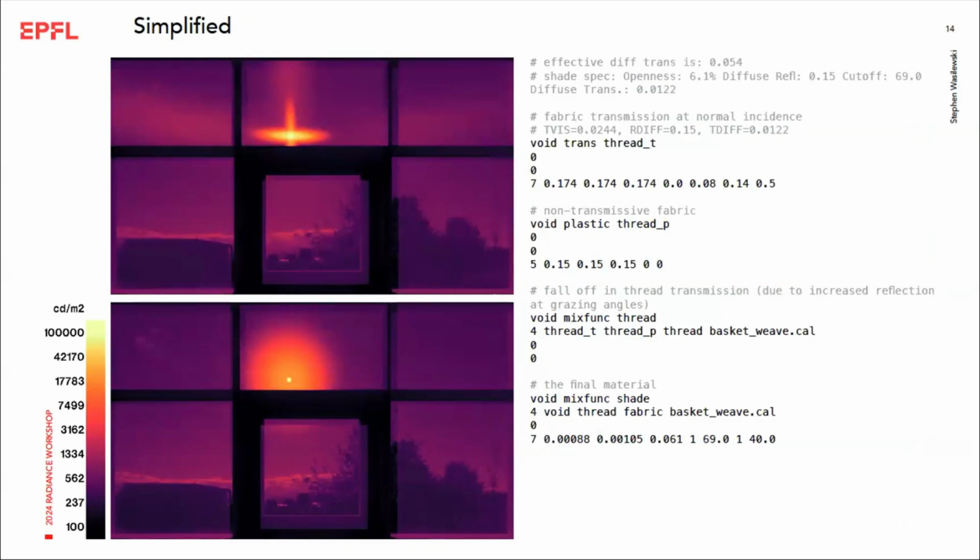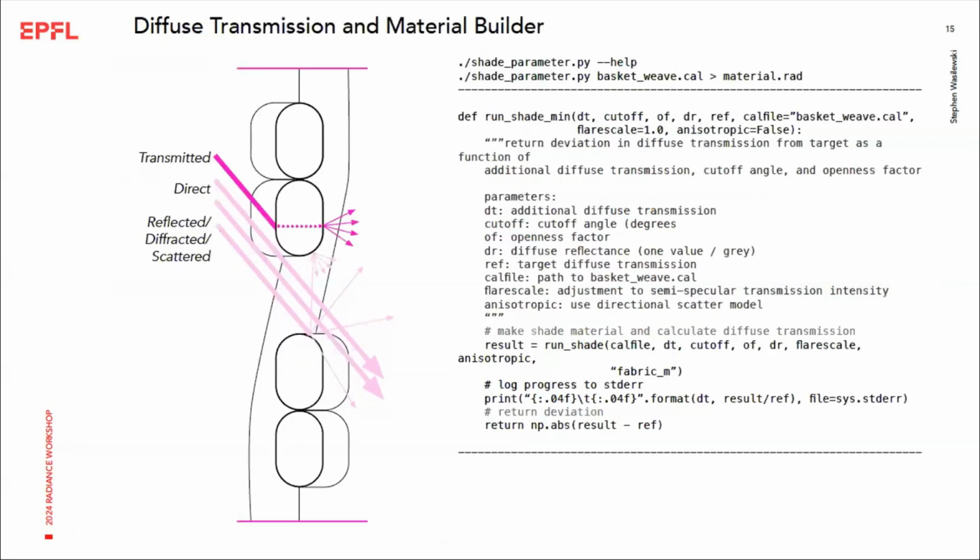You could also do a simplified version, because if you cut out this anisotropic scattering, then you really only need a trans material and a plastic material. Mix those together and mix with the shade. So of course, that's all kind of hard to set and make.